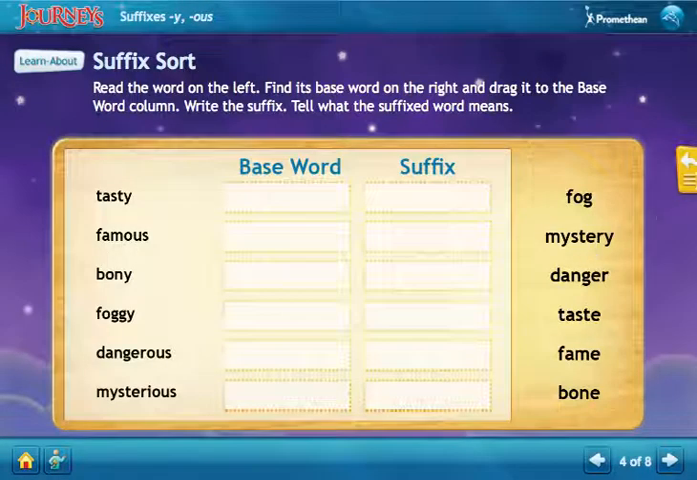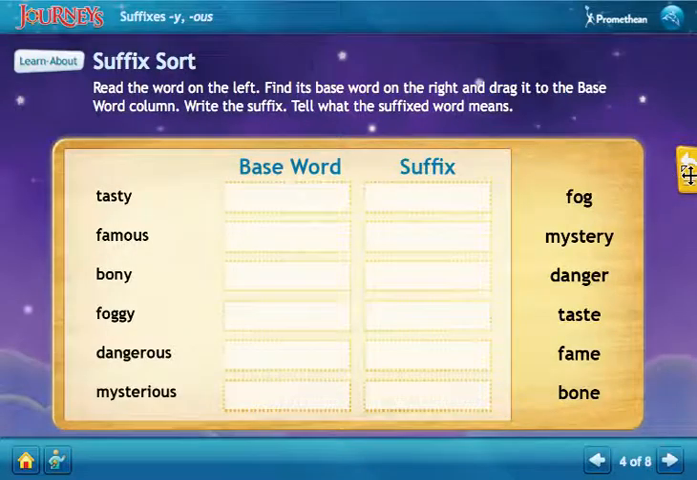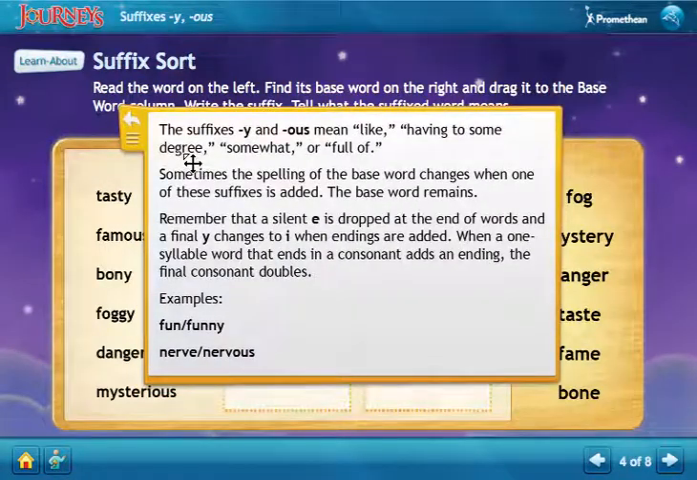Okay, our next activity, we're going to move on to learn about two new suffixes today. And let me pull my little thing over here for us to learn. The suffixes y and ous mean like, having to some degree, somewhat, or full of. So lots of definitions with these. But here is some important information about these suffixes.